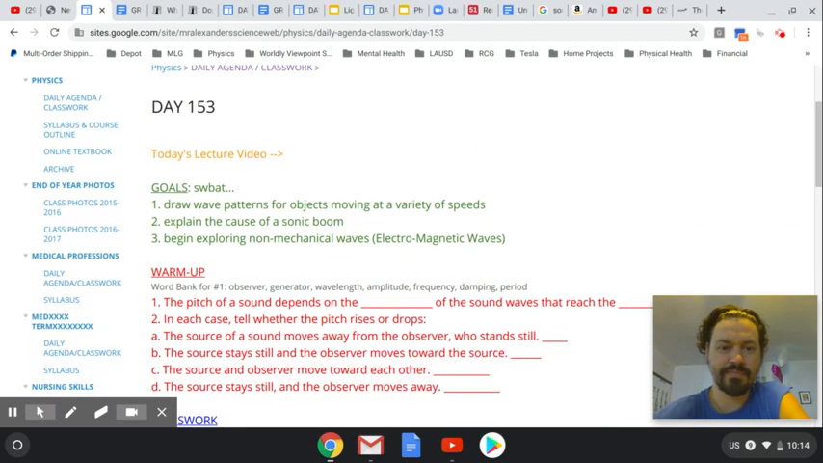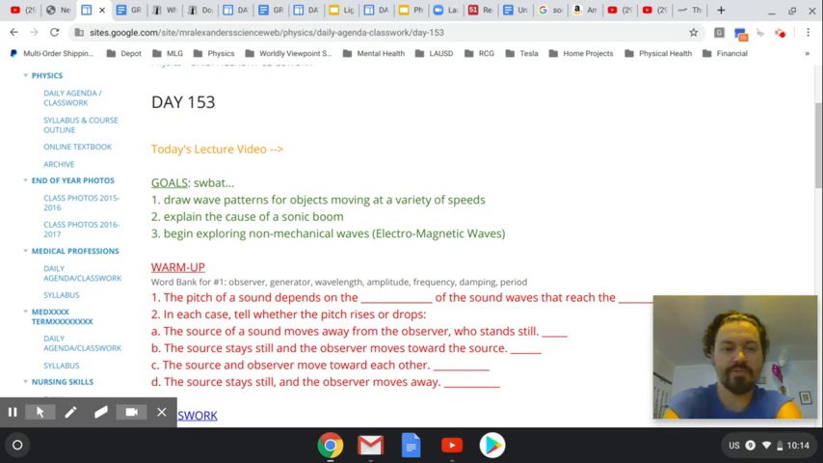Okay, 3 goals for today. You should be able to draw some wave patterns for objects moving at a variety of speeds, explain the cause of a sonic boom, and explore some non-mechanical waves.